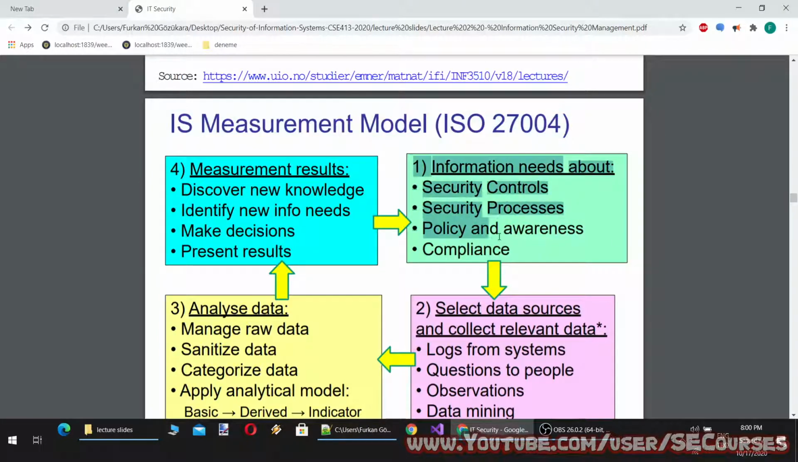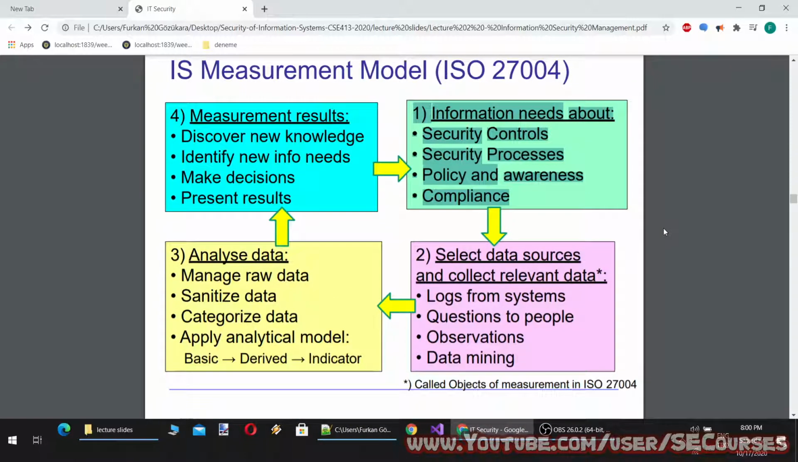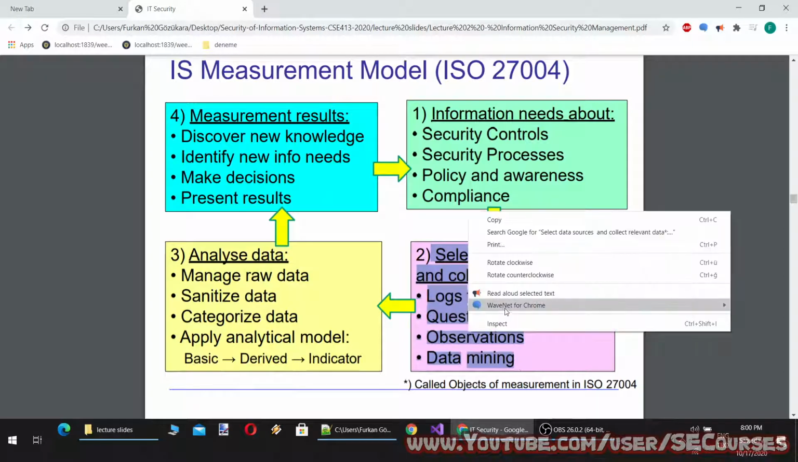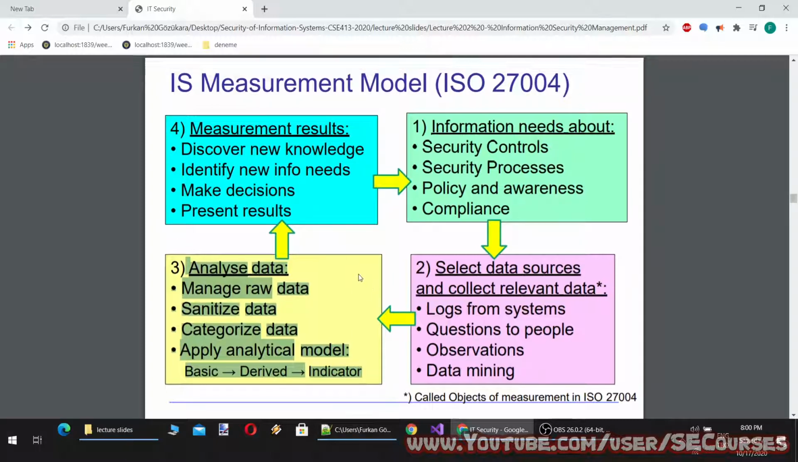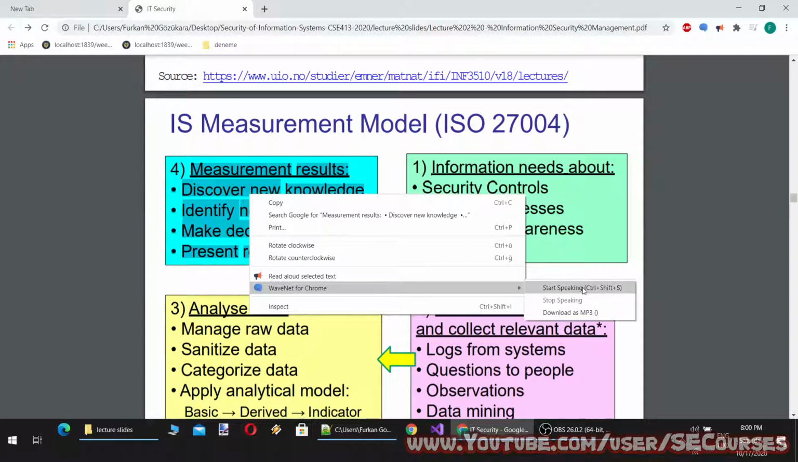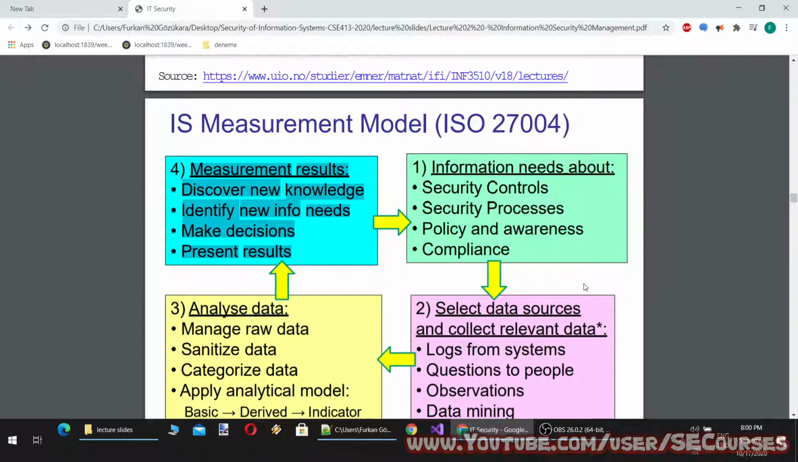Measurement model ISO 27004. 1. Information needs about security controls, security processes, policy and awareness, compliance. 2. Select data sources and collect relevant data: logs from systems, questions to people, observations, data mining. 3. Analyze data: manage raw data, sanitize data, categorize data, apply analytical model, basic to derived to indicator. And 4. Measurement results: discover new knowledge, identify new info needs, make decisions, present results.